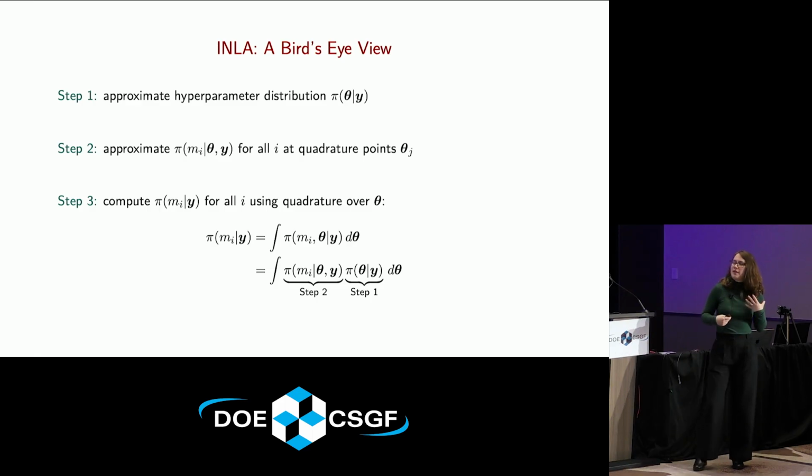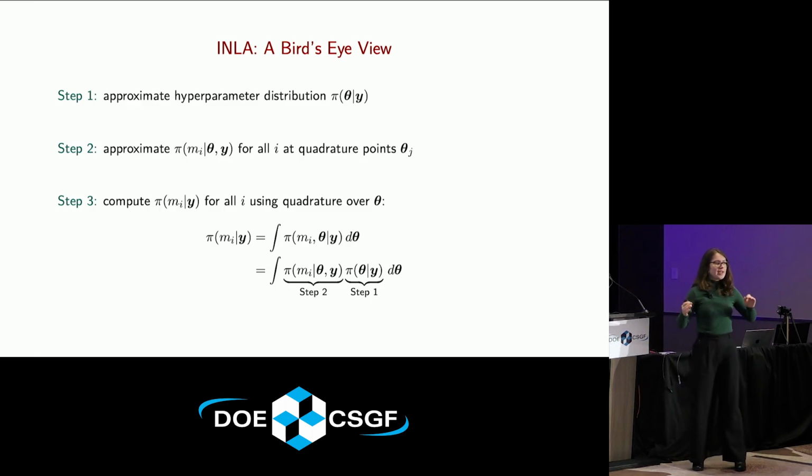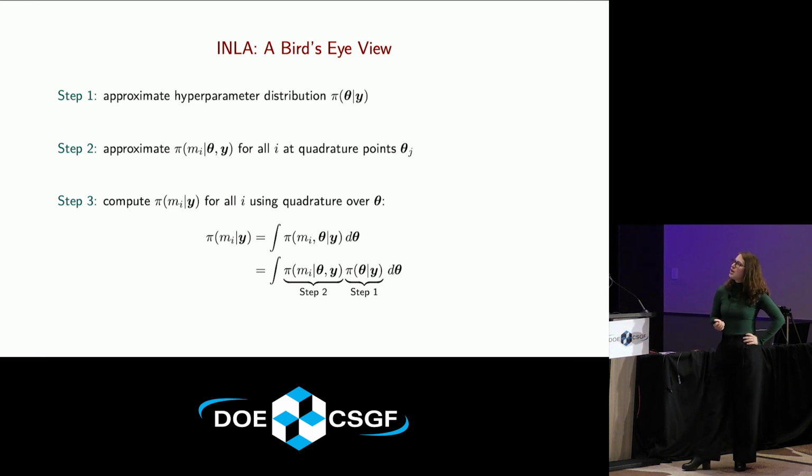But first, let me give an overview of how this method works. At the highest level, I'm going to break it down into 3 steps. The first, which I'm calling step 1, is to approximate the hyperparameter distribution. So these are my hyperparameters or nuisance parameters. I just want to find the distribution of those, marginalizing out M. And then in step 2, I'm going to approximate the conditional distribution of my mi's, given that hyperparameter and y, for any points i that I'm interested in, and then at some set of quadrature points. And I'll talk more about how to find those.